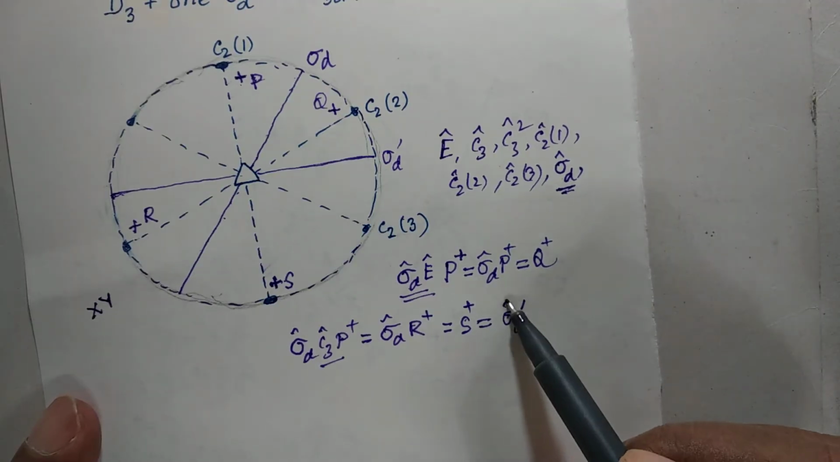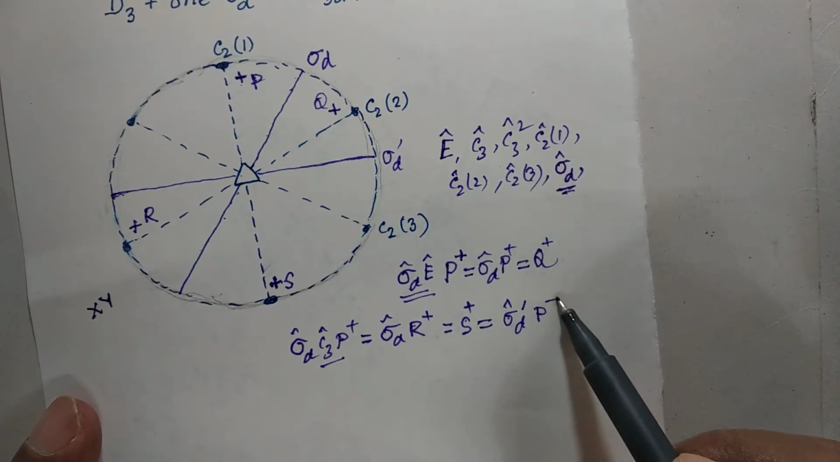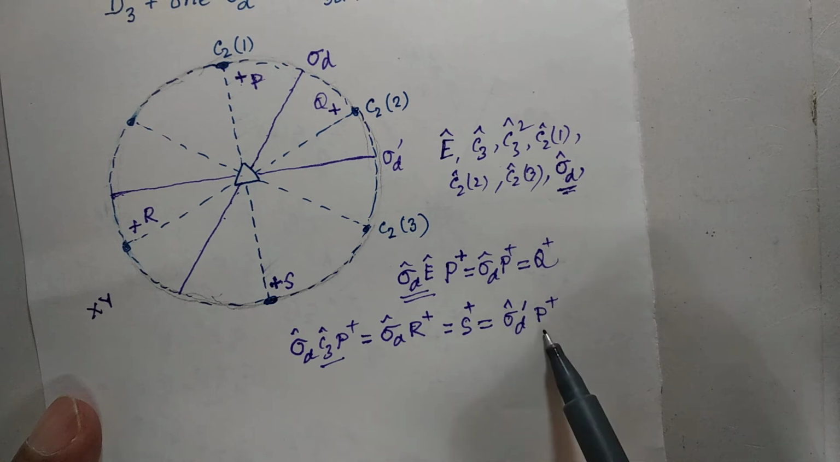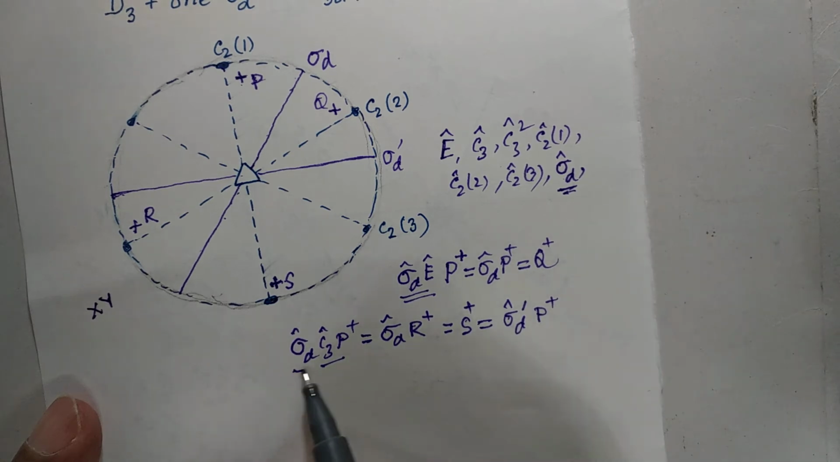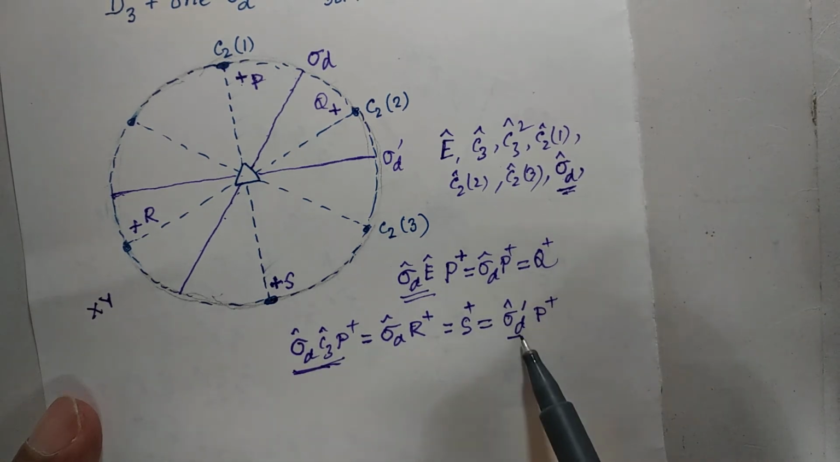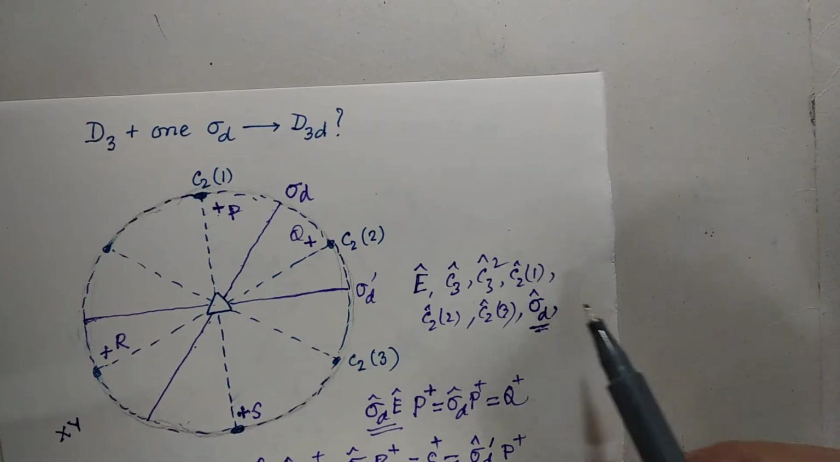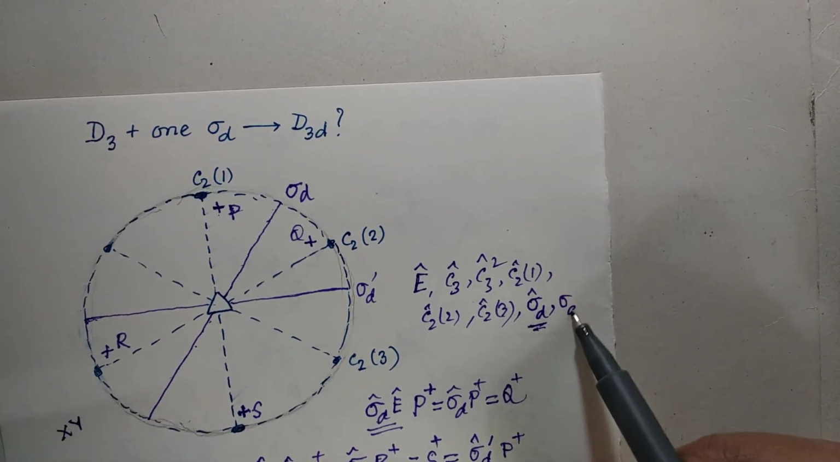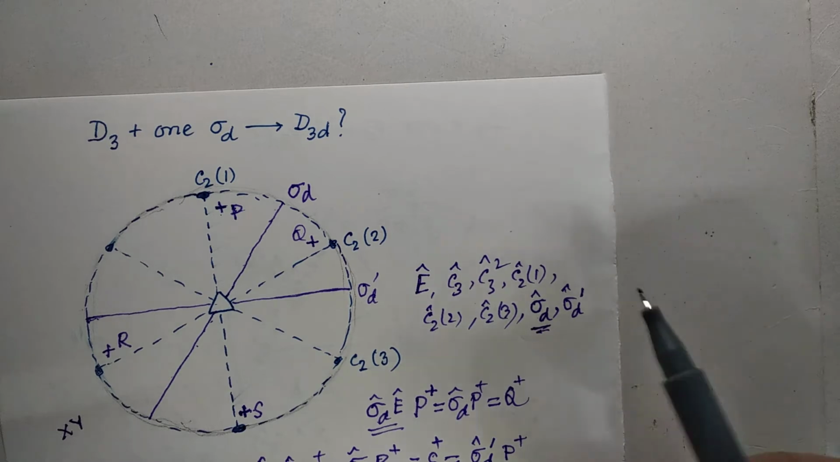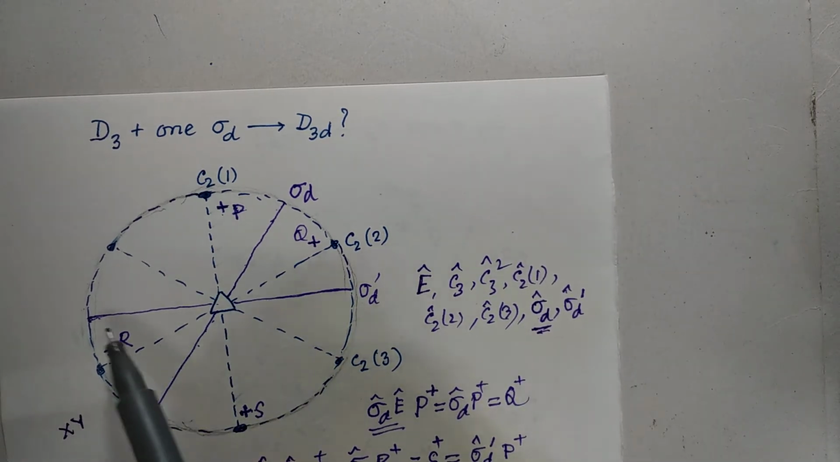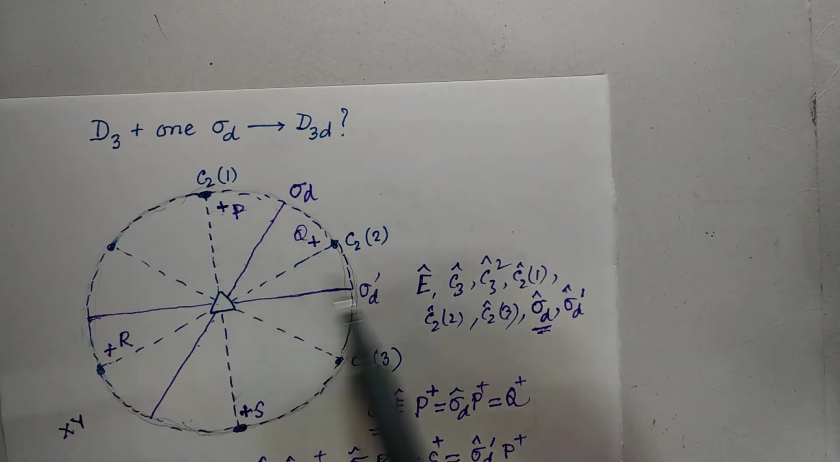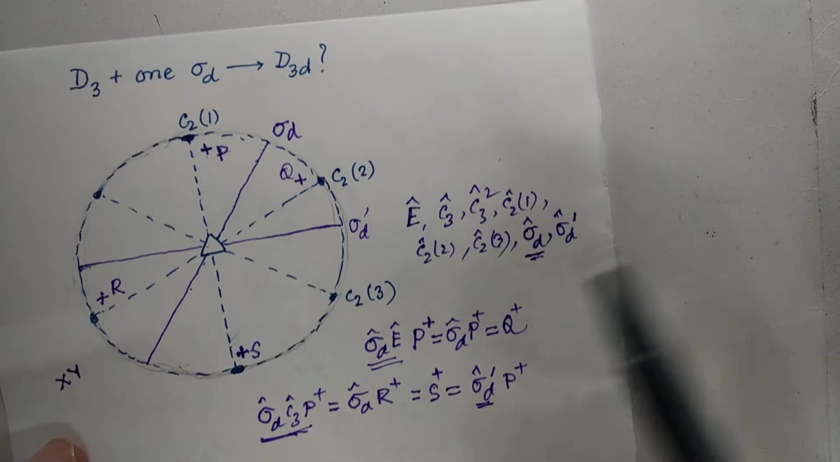So sigma d primed on P plus gives S plus. Therefore, sigma d C3 gives a new symmetry operator, sigma d primed, and a new plane of symmetry here in this stereographic projection diagram.